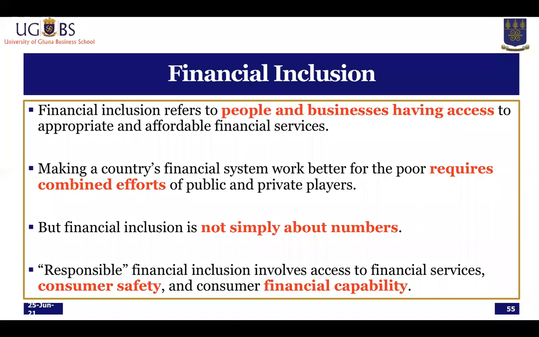So what it means is that it could be the case that there are financial services and products, but they may not be appropriate. So when it is appropriate and affordable, then we say that these people have been included. Now, we can also look at it as making a country's financial system work better for the poor. So making the financial system work for the poor is usually another angle for financial inclusion. Usually it means that both public and private players must come together. No one person can provide it in totality. So the two parties, public and private players, must come together.